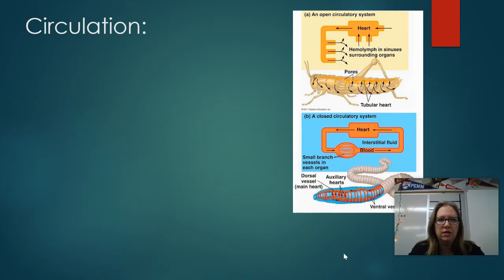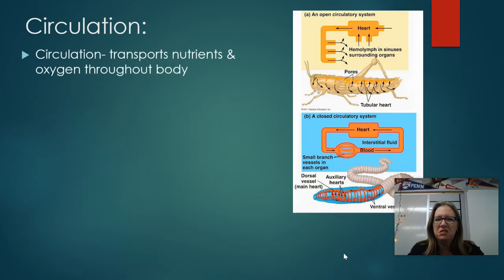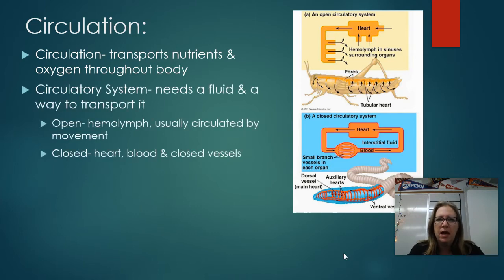So circulation is just what's necessary to get important products around your body, okay? For most animals, that's oxygen and the nutrients we need, okay? It needs to get transported through your body somehow. So the circulatory system is what does that. In order to have a circulatory system, you need some kind of a fluid. For vertebrates, it's blood. For more simple animals, a lot of the invertebrates, it's something called hemolymph.